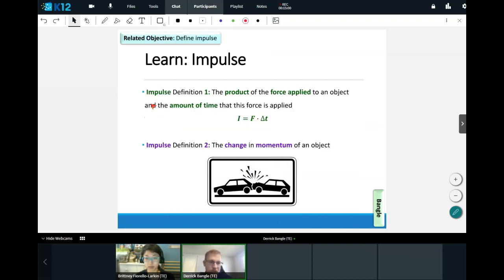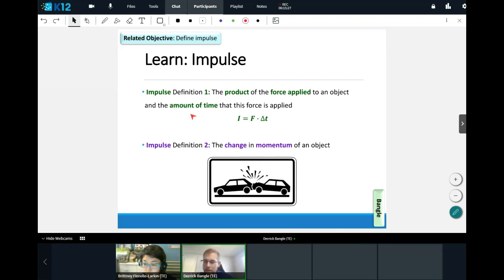Learning about impulse. Impulse is the product of force applied to an object and the amount of time the force is applied. So our equation for this is I for impulse equals F times delta T, delta T meaning a difference in time, so final minus initial. The second definition: in a practical sense, impulse is just the change in momentum of an object.